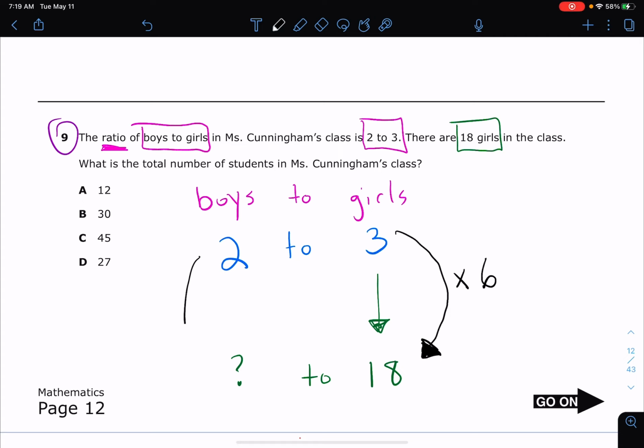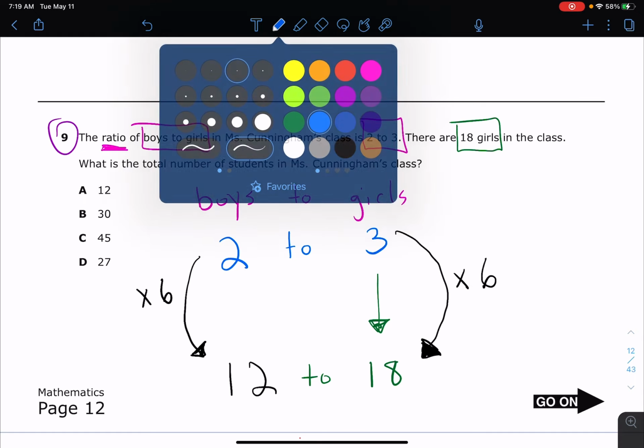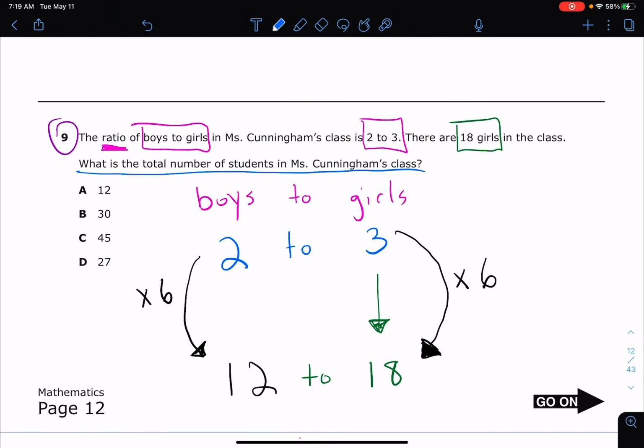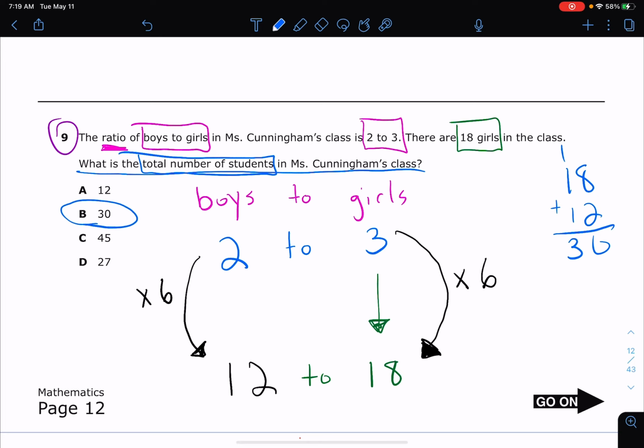That means I do the same thing to the boys. Hago la misma cosa para los niños. Because they are equivalent, son equivalentes, son iguales. What is 2 times 6? 2 por 6 is 12. And the question asks for, what is the total number of students? ¿Qué significa eso? El total de los estudiantes. So I add 18 plus 12. My answer is B. Very easy question.